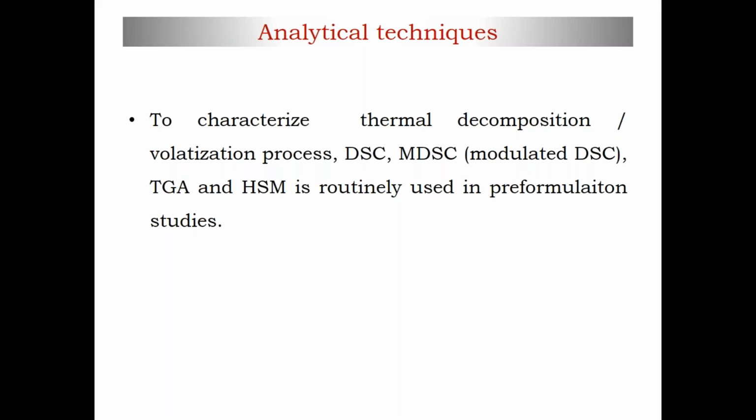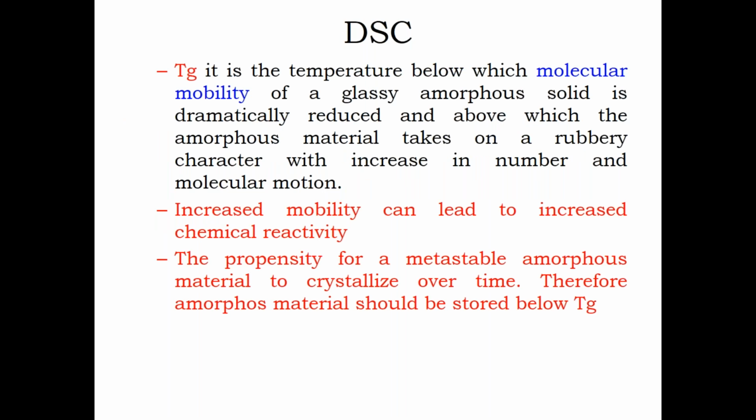Fine. So we'll be learning in detail, and the major one I'll be discussing is the DSC, differential scanning calorimetry. I repeat, it is called the differential scanning calorimetric technique. In this technique, one of the important parameters you have to understand is something called Tg, the glass transition temperature.